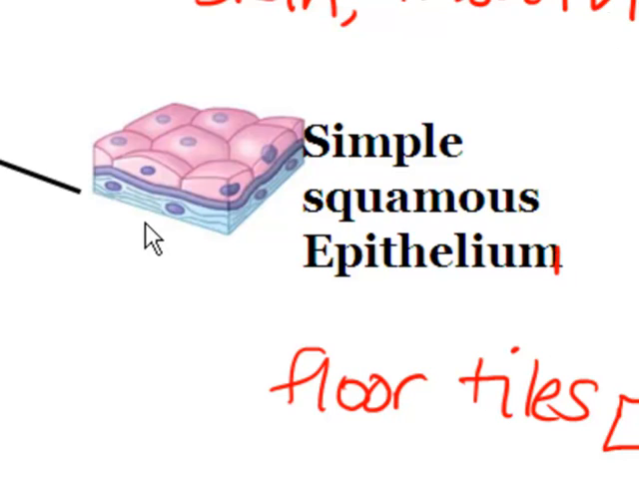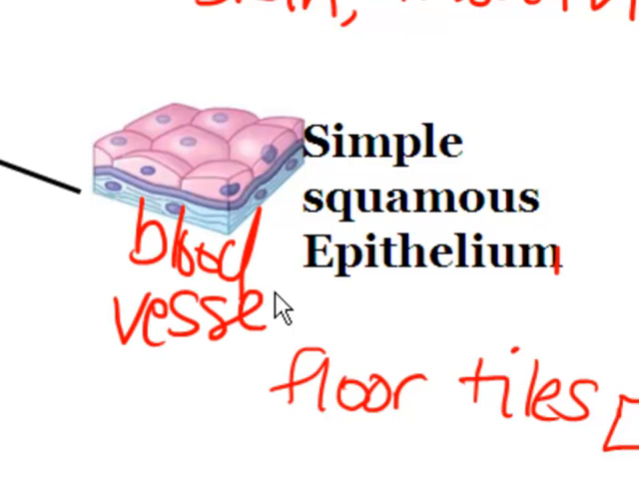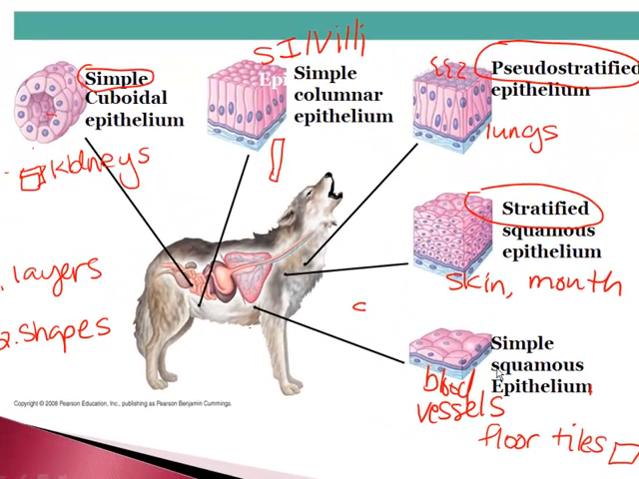This guy will be found in like your blood vessels and places where those tissues have to be so thin to allow for oxygen and nutrients and CO2 to diffuse through. So those are all the different types of epithelial tissue. And again, epithelial just means a lining tissue.